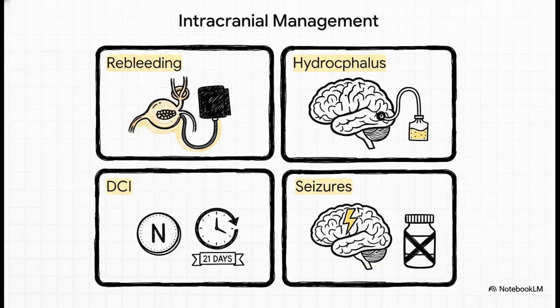So what do we have in our toolkit to manage all this? Well, to stop a rebleed, we get super aggressive with blood pressure control. We want that systolic pressure under 160 until the aneurysm is secured. For hydrocephalus, which hits up to 30% of patients, we need to divert that excess spinal fluid with a drain. Now for DCI, the one drug that's proven to improve outcomes is oral nimodipine given like clockwork for 21 days. And seizures? We treat them if they happen, but we don't routinely give meds to prevent them.